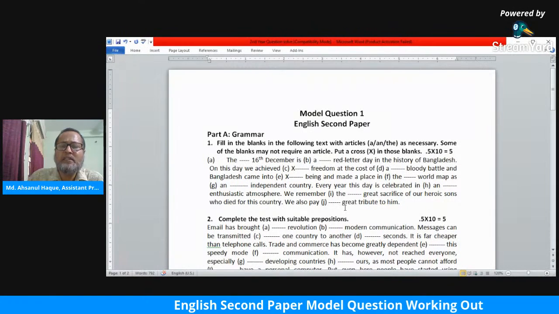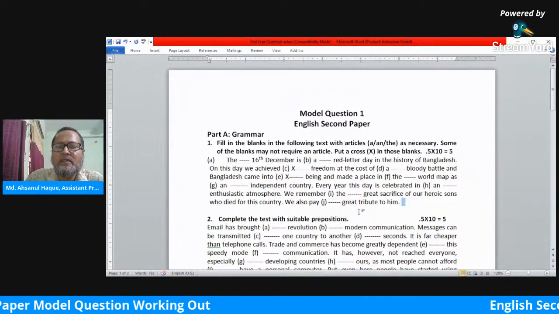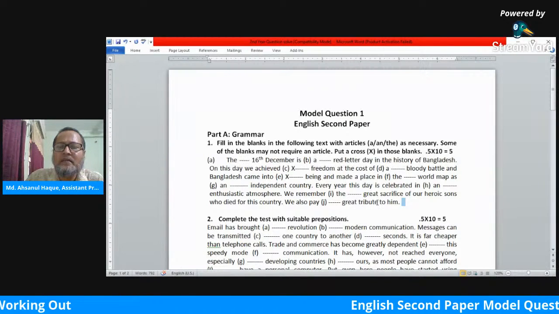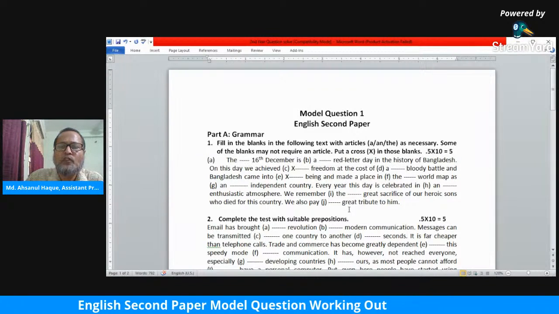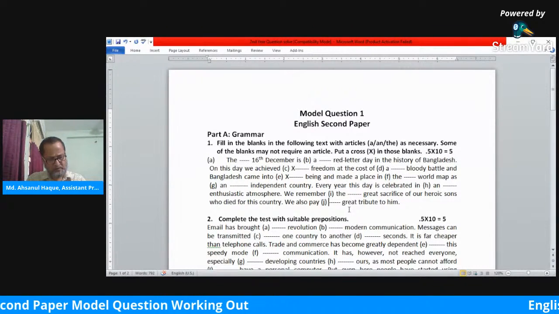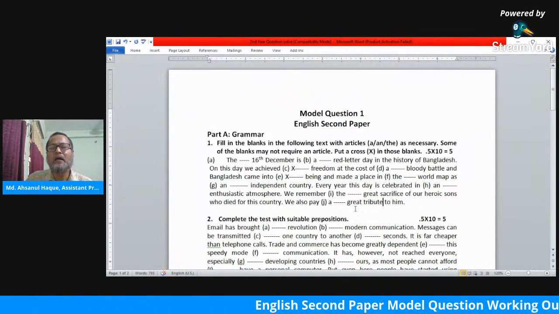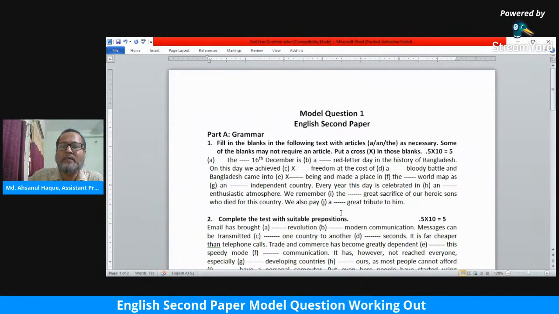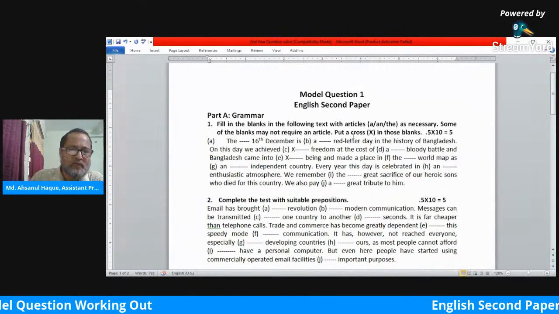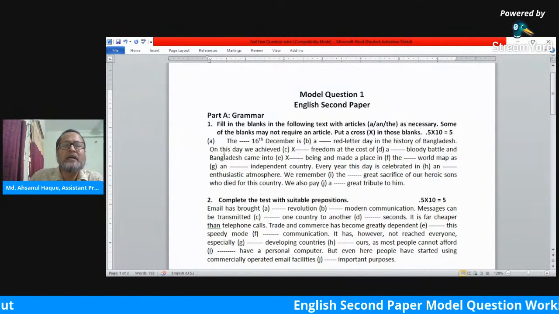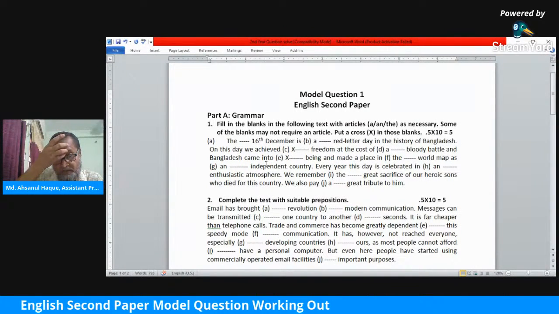We also pay dash great tribute to him. We also pay great tribute, so there should be 'a': we also pay a great tribute. Tribute means honor, praise, etc. So we also pay a great tribute to him. So this is the answer. I think you have understood all the answers, and the procedure I have followed to solve the questions.